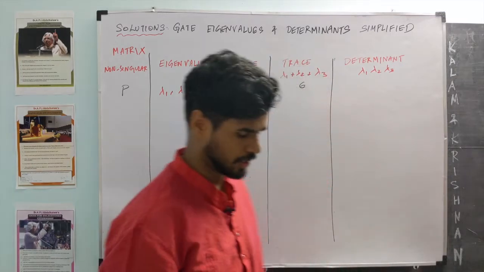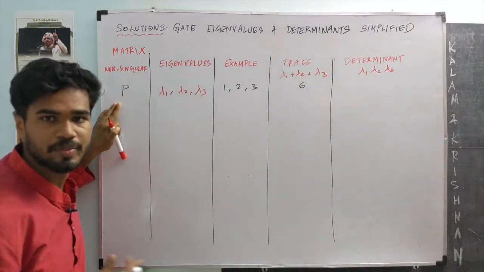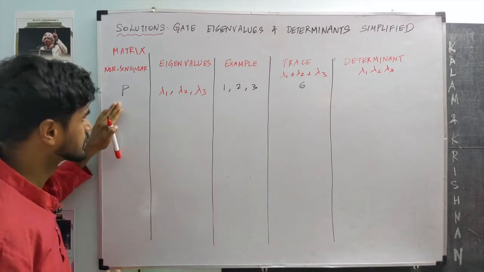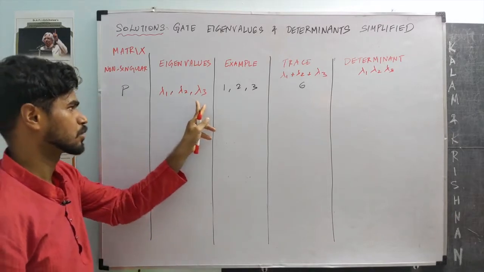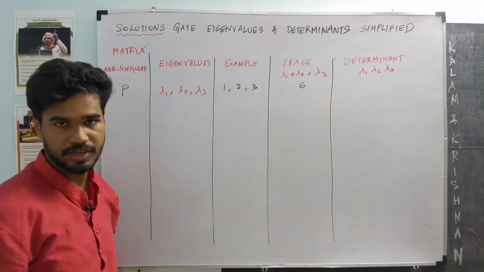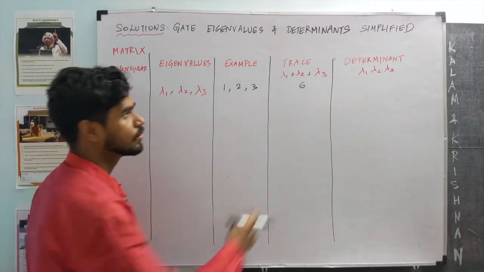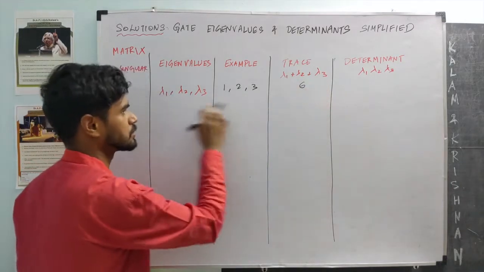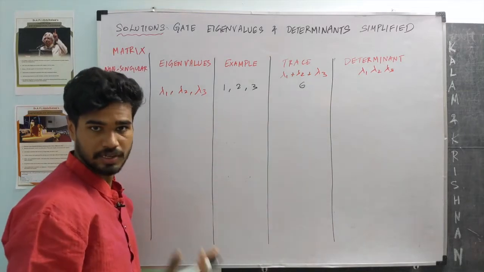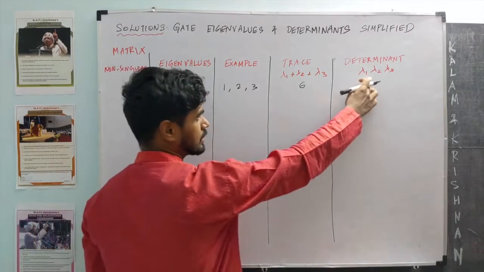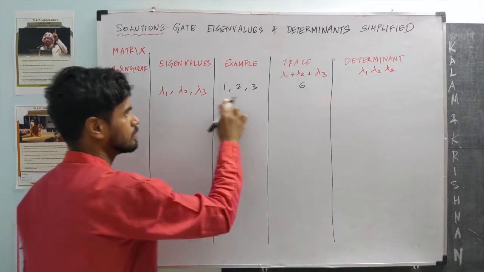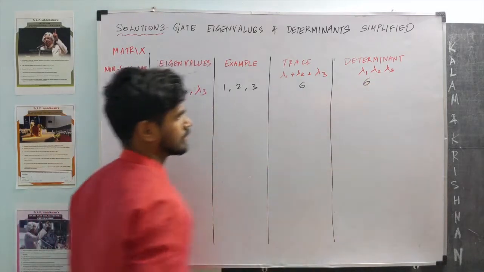For example, let's say P is any 3 by 3 simple non-singular matrix. Its eigenvalues are lambda 1, lambda 2, lambda 3 or 1, 2 and 3. Its first invariant, known as the trace, is the sum of the eigenvalues, which is 6. Another invariant, the determinant, is given by the product of the eigenvalues, which in this case is again 6.